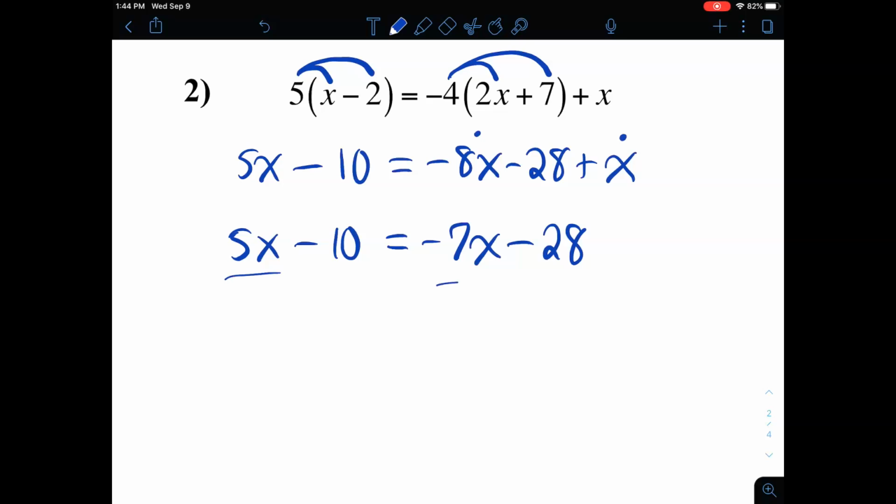Now we got to move all the x's to one side. So do you guys want to move the 5x or the negative 7x? I might move the negative 7x to make it positive. You could also move the negative 10 and the 28. I like to move my x's first, though. It's just kind of a habit.